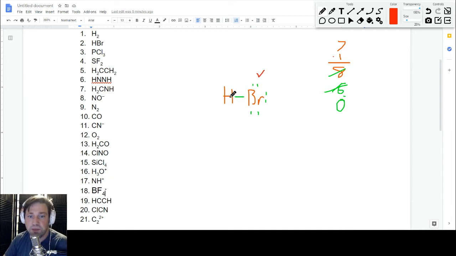For hydrogen, since hydrogen only has that 1 s orbital, it's completely full at 2. So does it have 2? 1, 2. Check. We're good. Hooray! We don't have to do anything else. No other funny business. So there we go. Now we have a Lewis structure for hydrobromic acid.